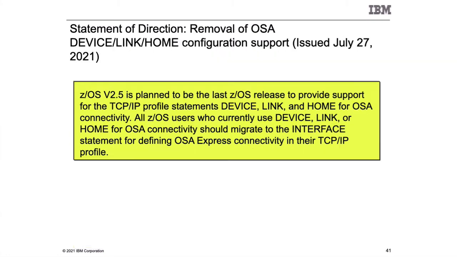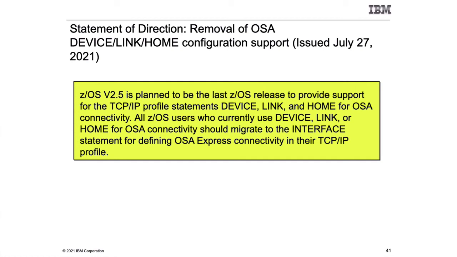Another statement of direction that was issued in that same availability announcement is the removal of OSA device link home configuration support. For many years now, you've been able to configure OSA adapters with device link and home statements. But way back in z/OS V1R4, which is about 20 years ago, we introduced the more modern interface statement, and you've been able to configure OSA adapters using that way as well.